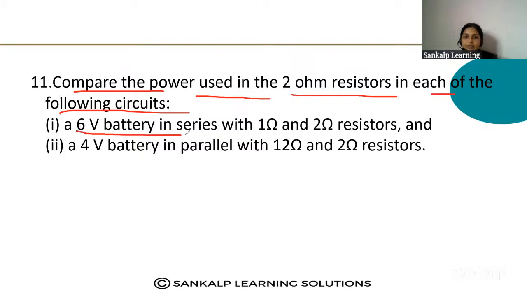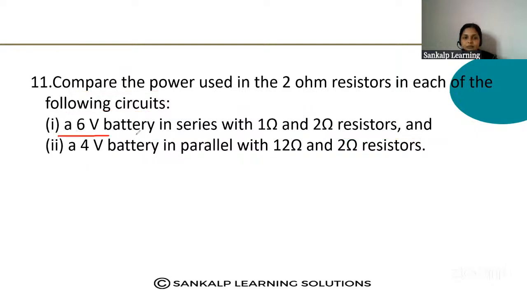A 6-volt battery in series with the 1 ohm and 2 ohm resistors, and a 4-volt battery in parallel with the 12 ohm and 2 ohm resistors. You have to compare the power used. P you have to find out.